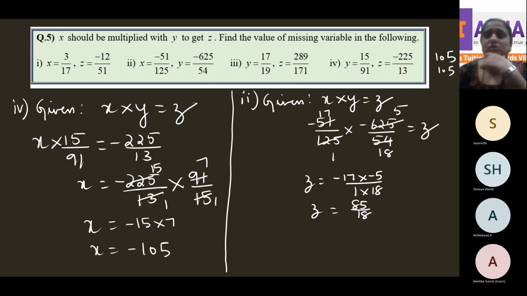Second one is x into y is equal to z. So x into y, no reciprocal and all that. Just write x and y, multiply, and that is z. So you just have to simplify, and you get 85 by 18. So if a fraction is in product on one side, on the other side it will again be a product with its reciprocal. So into 15 by 91, when you transpose, it will be into 91 by 15.